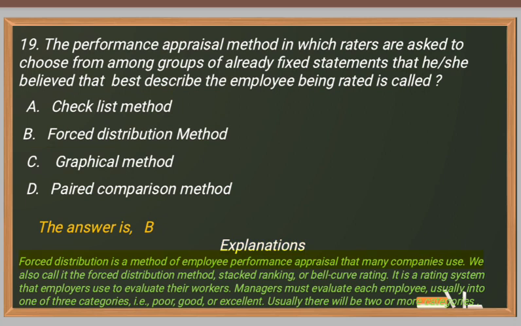Explanations. Forced distribution is a method of employee performance appraisal that many companies use. We also call it the forced distribution method, stacked ranking, or bell curve rating. It is a rating system that employers use to evaluate their workers. Managers must evaluate each employee, usually into one of three categories, i.e., poor, good, or excellent. Usually there will be two or more categories.